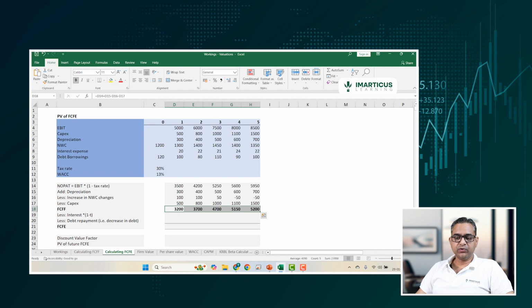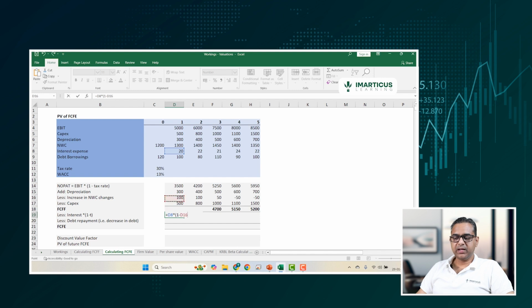But we want free cash flows to equity. So from here, we will reduce the debt. What should go to the debt providers? After reducing their claim, whatever is left would be considered as free cash flows to equity. So here we'll do less of interest into 1 minus tax rate. Interest expense into 1 minus tax rate because we get tax benefit here. That's why we are doing 1 minus tax rate.